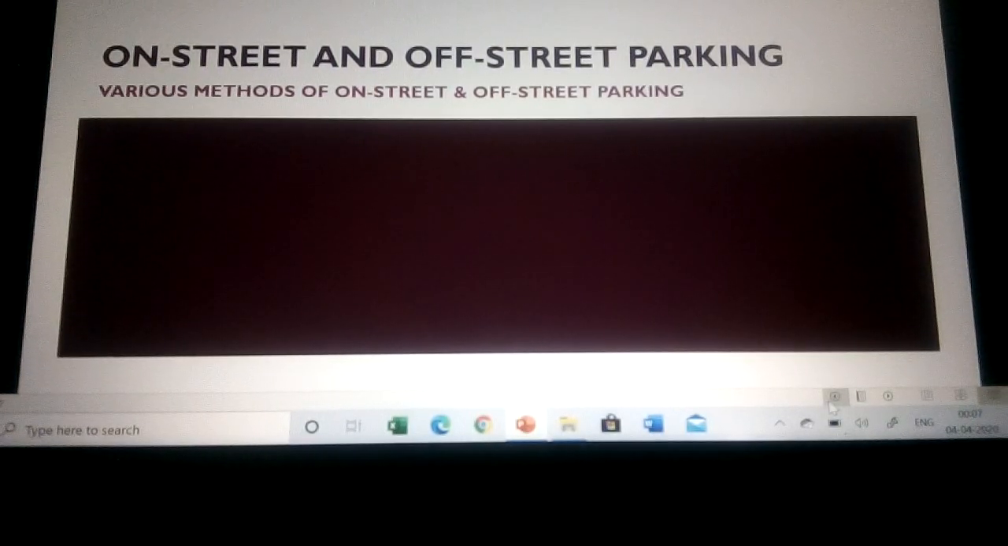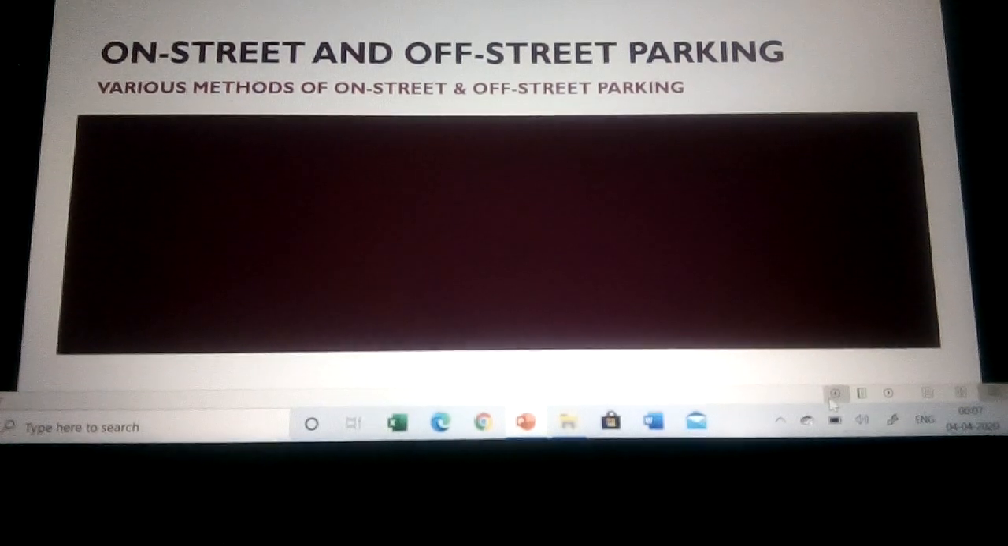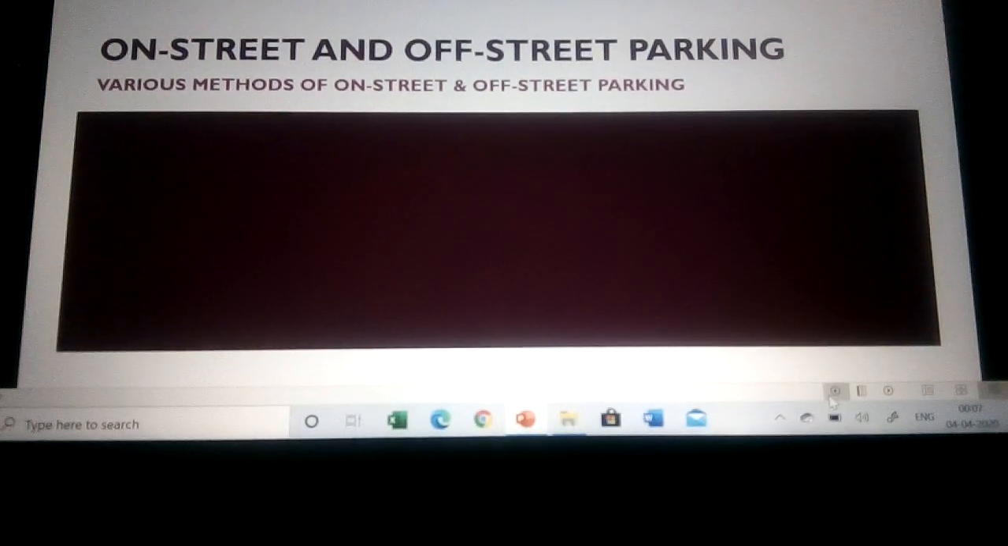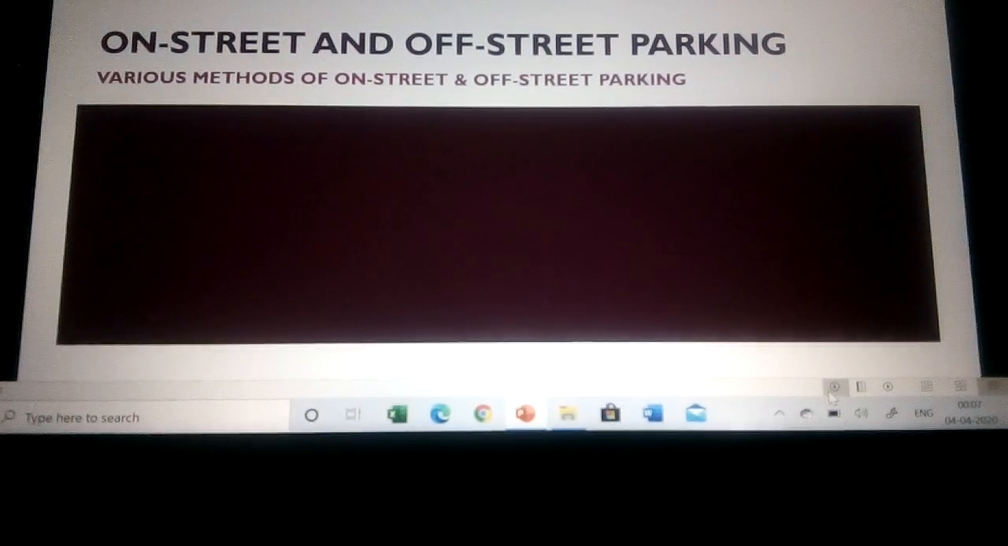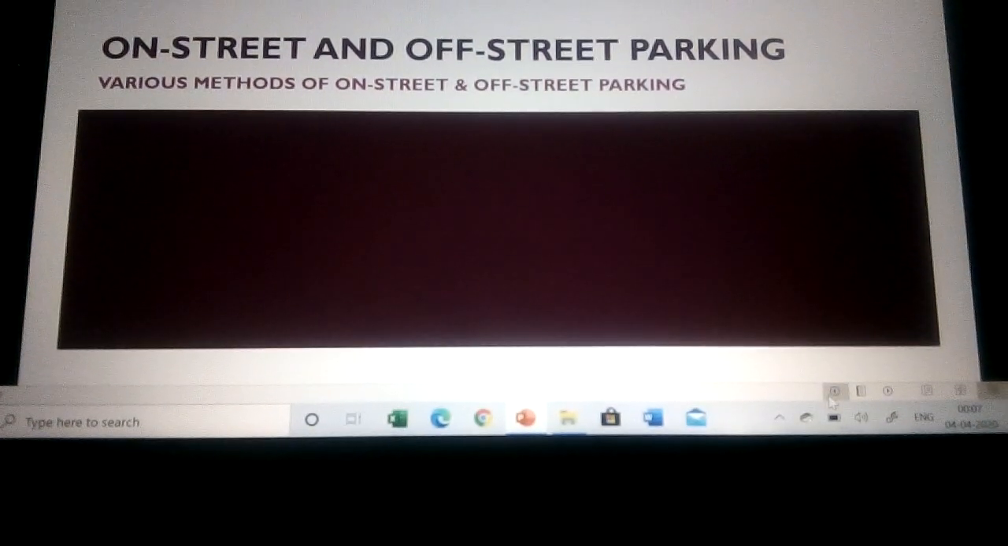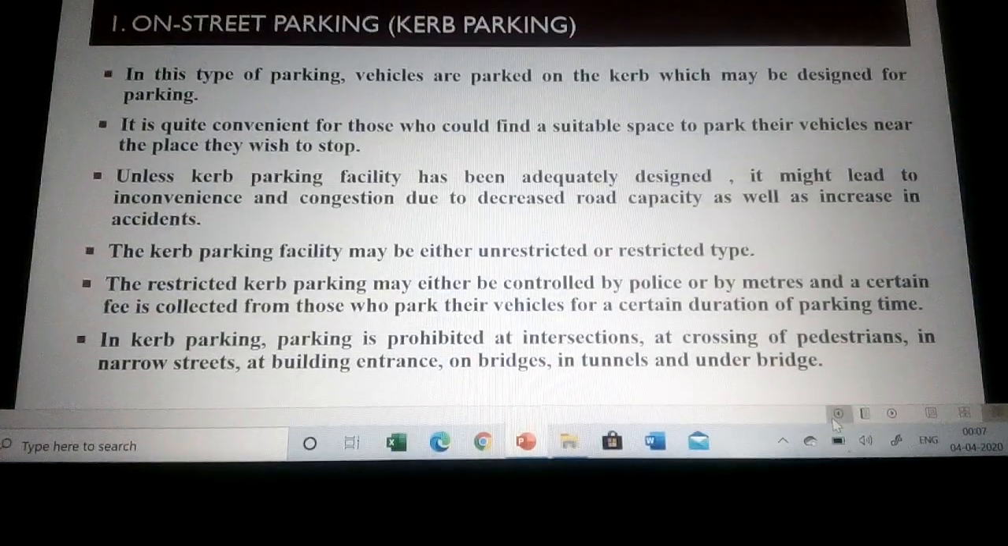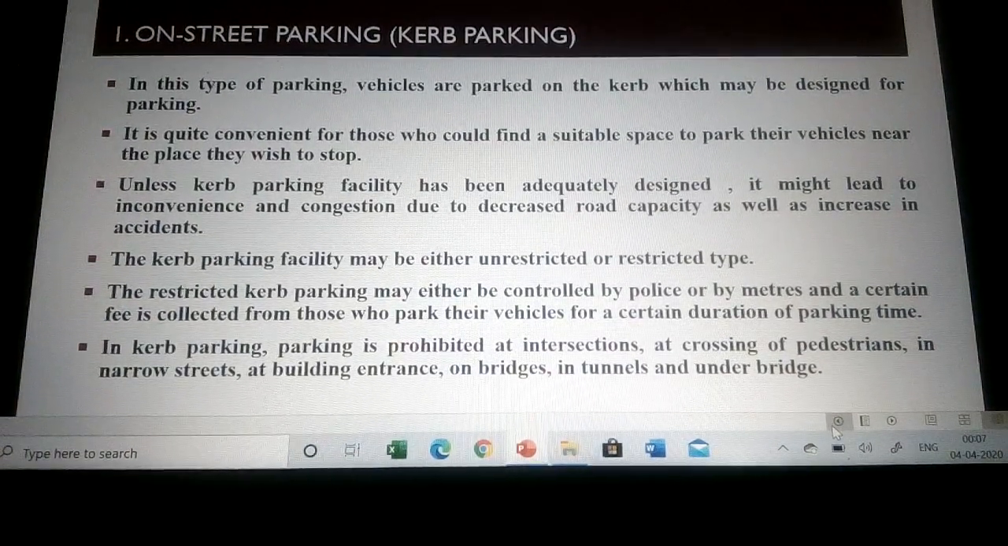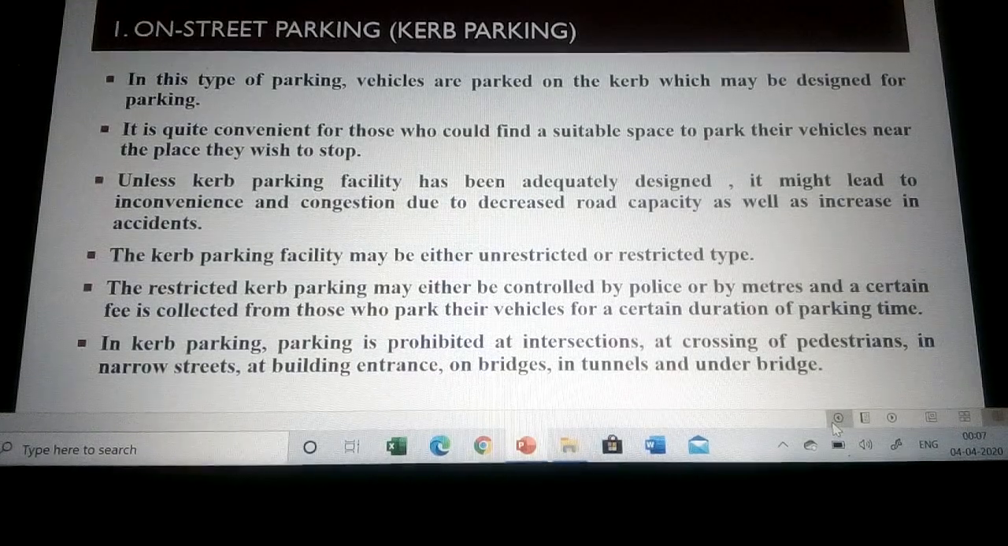Today, we'll be looking into various methods of parking, and there are two types of methods. One is on-street, another is off-street parking. So, let's see what it is about. First, we'll see on-street parking, that is curb parking.